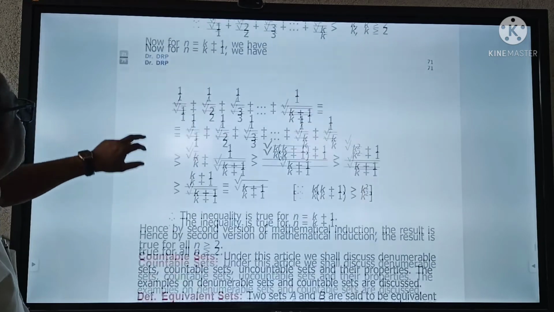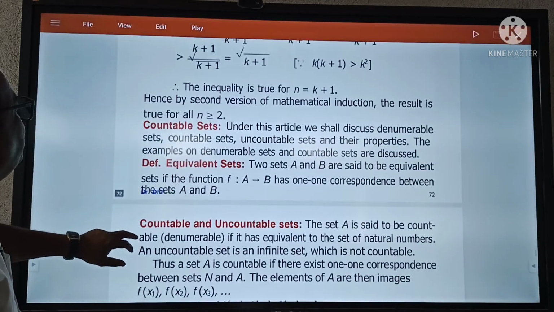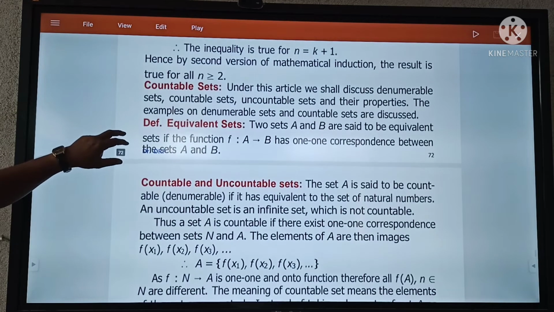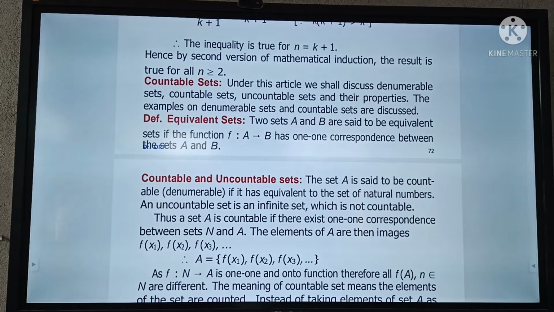So in this way there are so many examples. So it is important now, the countable sets. Under this article we shall discuss denumerable sets, countable sets, uncountable sets and their properties. The examples on denumerable sets and countable sets are discussed.